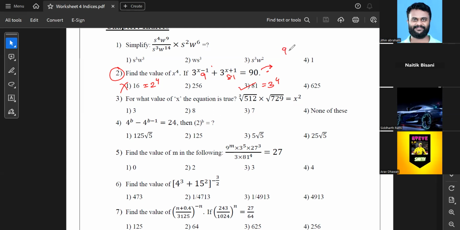The next option we can do is 9 plus 81, where 9 is 3 squared and 81 is 3 raised to 4. That I would have done. Then I would have compared 3 raised to 2 with this and 3 raised to 4 with this, and I would have got the same answer.